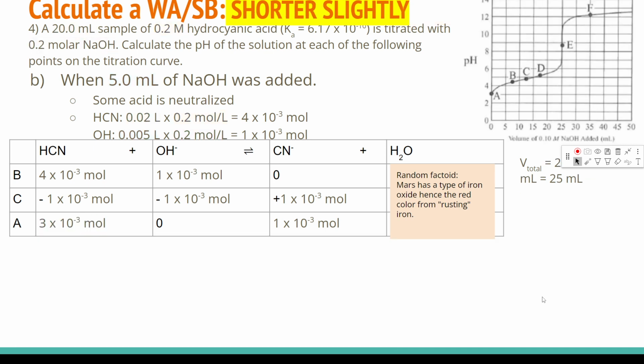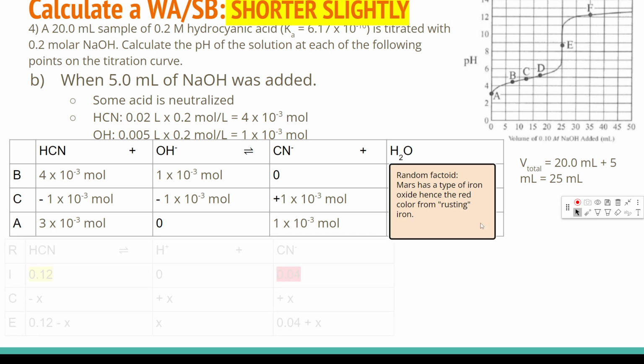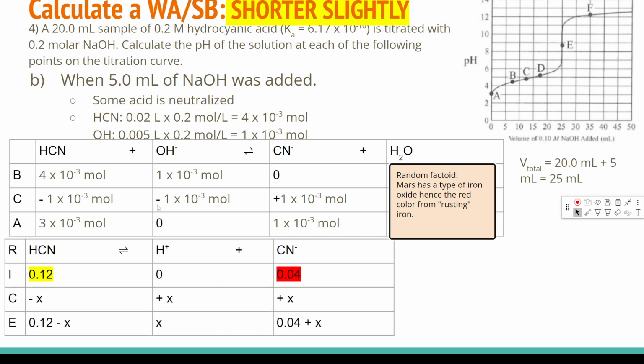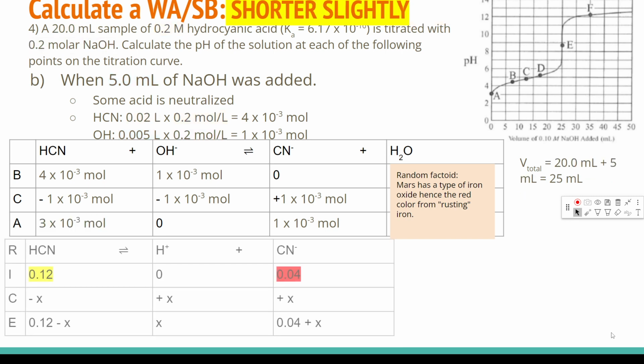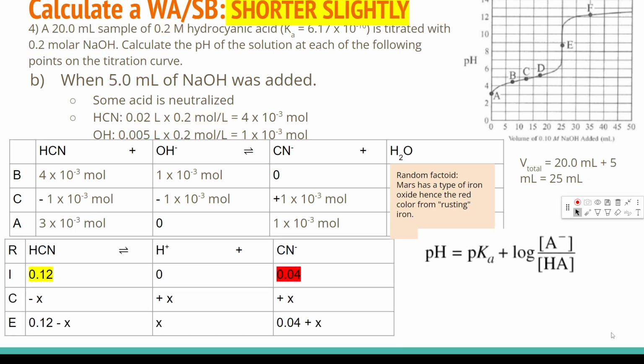Now, the slightly shorter way is using the HH equation. So I still have the same setup. I still did a BCA table. I still have my RICE table, except I'm not going to use Ka and do the algebra where we did this here. I am going to use the HH equation that I introduced to y'all in section 8.4, because we are in the buffer region, because I still have my weak acid and my conjugate base of that weak acid. And so I can use the HH equation for that.